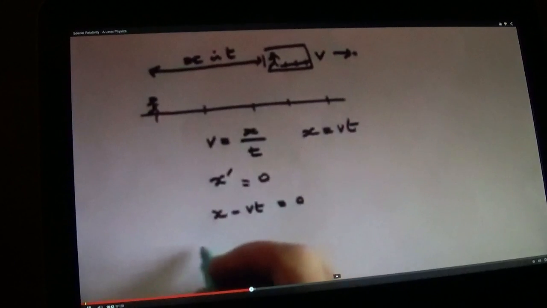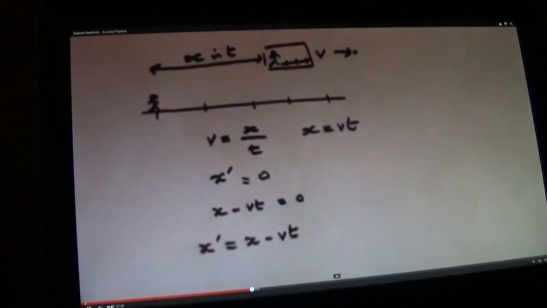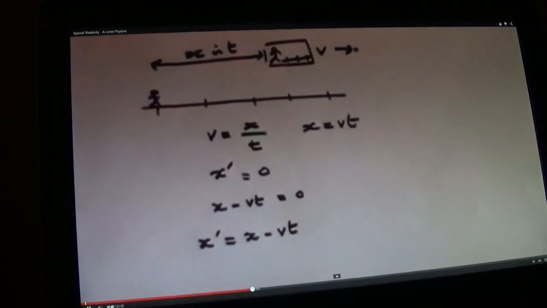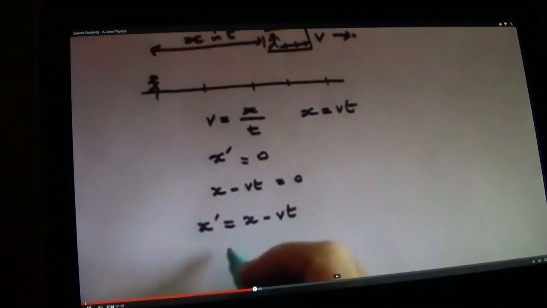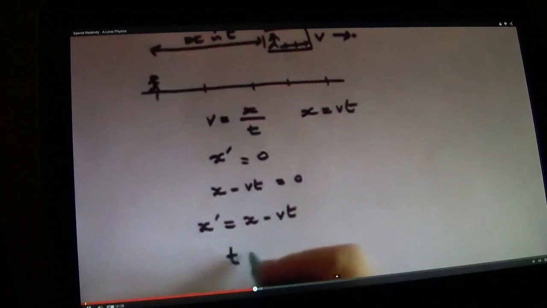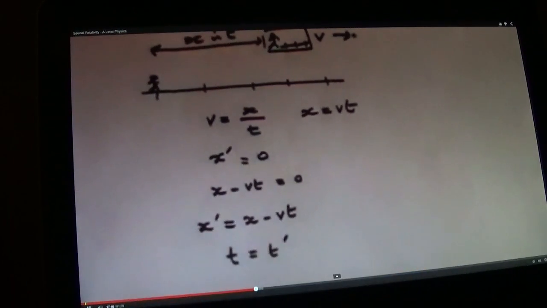And so we get that x prime is equal to x minus vt. All we're doing there is comparing your assessment according to your scale with my assessment according to my scale. And of course, for the moment, we are going to assume that when we each measure time, we measure the same time. So the assumption that we're going to make is that the time that I measure, t, will be the same time that you measure, which is t prime.